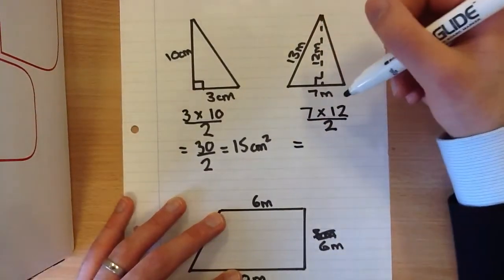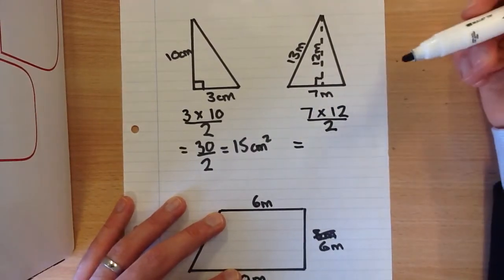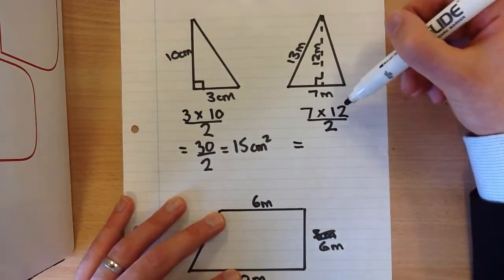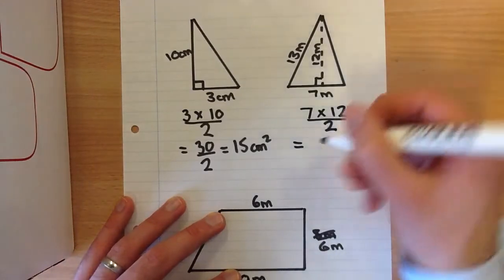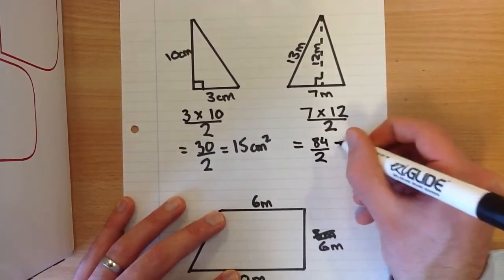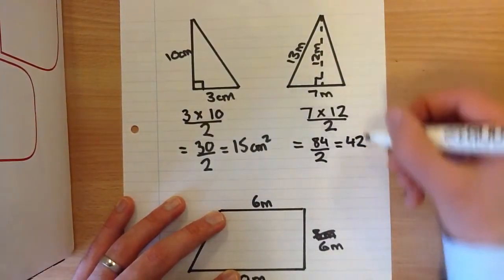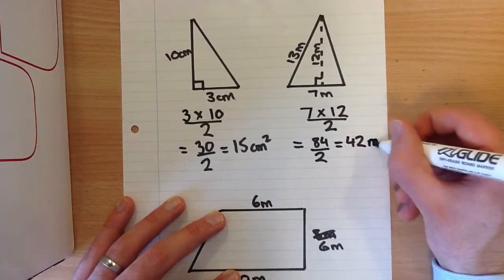So 7 times 12, well, if you're struggling with that in your head, do 7 times 10, which is 70, and 7 times 2, which is 14. Add those together, you get 84. So 84 divided by 2 is going to be 42, and this time it's going to be metres squared.